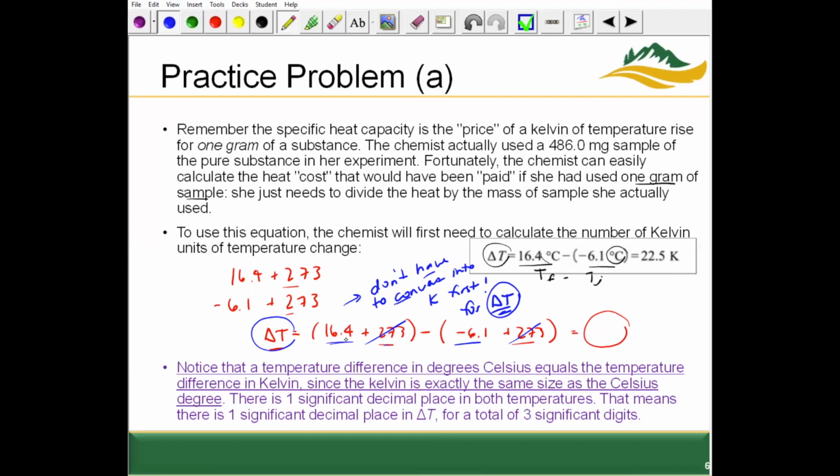So 16.4 minus a negative 6.1 is the same delta T as 16.4 first plus 273, then minus a negative 6.1, also plus 273. So we just need to take T final minus T initial, where we make sure we include that negative sign here. So 16.4, then the two negatives make a positive, plus 6.1. So our delta T is 22.5, technically degrees C, but now we also know this is the same as a delta T in Kelvin, which is what we want for a specific heat capacity.